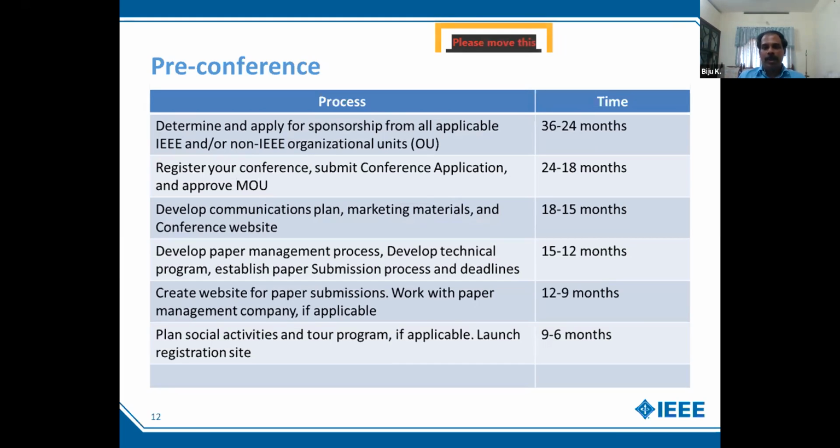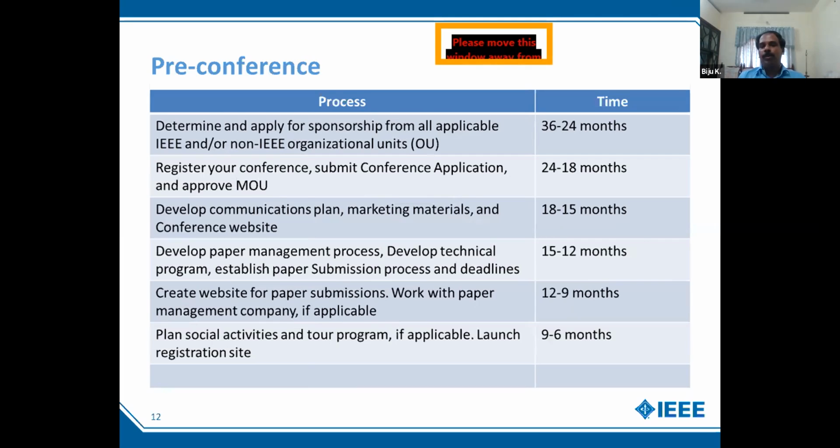Then develop your paper management process, develop the technical program, and establish the paper submission process, deadlines, and so on. You should build these at least 1 year before your conference. You should decide your paper submission platform, then create the website for paper submissions. Once you decide your platform, say Microsoft CMT, Redas, or EasyChair, you do the proper setup in that platform to start receiving manuscripts. This should be ready at least 10 months before your conference.